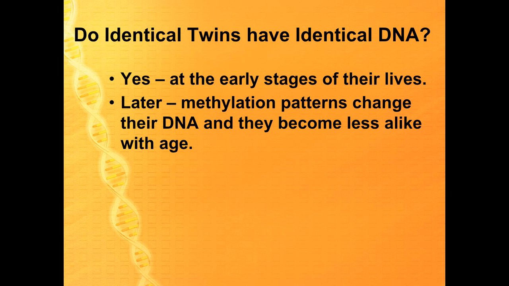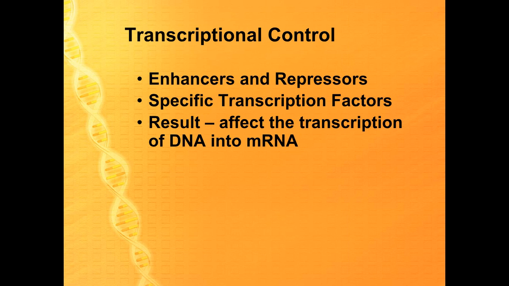Maybe one twin works in a place where there is more radiation, or maybe one twin moves to an equatorial environment or something along those lines. Their methylation patterns are going to change, and they'll become less alike with age. If you see older twins, like senior citizen twins, you'll see that they look pretty different. They don't necessarily look the same, and that's because their methylation patterns have changed over time. So that's the first round of eukaryotic gene regulation.